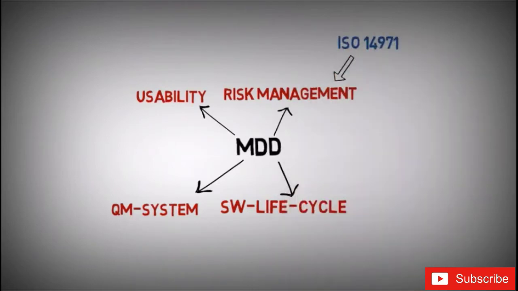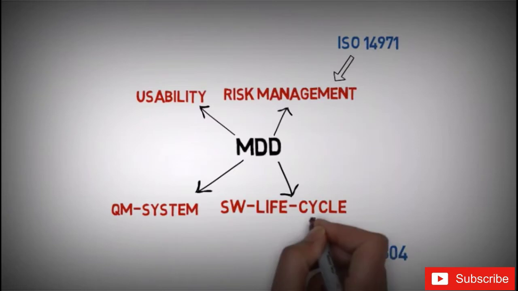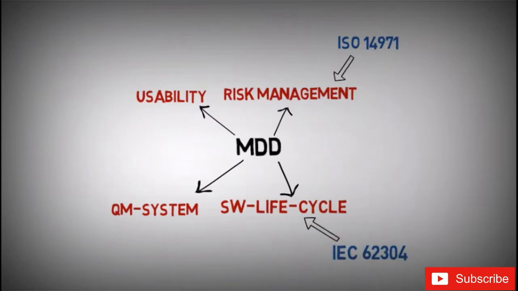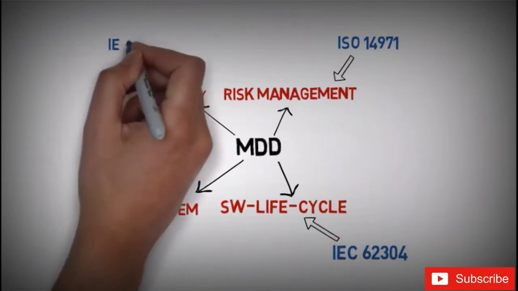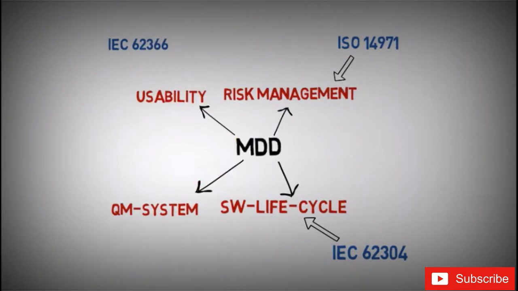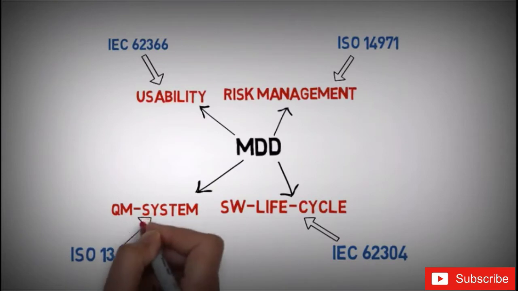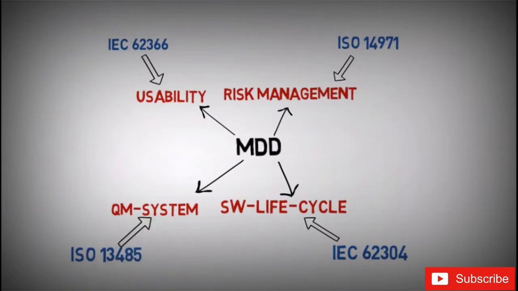For risk management, it is ISO 14971. Then for software lifecycle, we have IEC 62304. Then for usability, we have IEC 62366. For quality management system, we have ISO 13485.